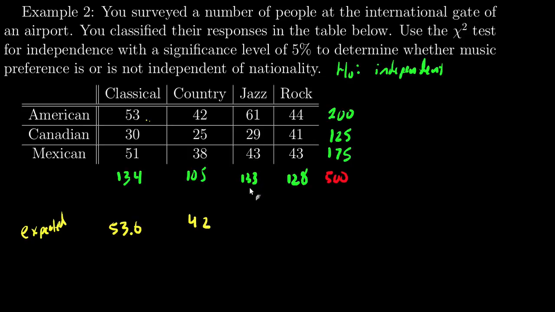Keep on going. 133 times 200 divided by 500 gives me 53.2. 128 times 200 divided by 500 gives me 51.2. Next row, 134 times 125 divided by 500 gives me 33.5. 105 times 125 divided by 500 gives me 26.25.